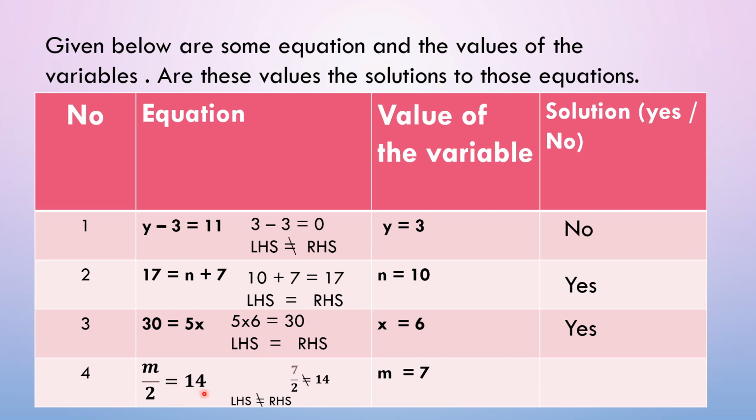Next one, m upon 2 is equal to 40. Now what m value is given? 7. Okay. So in the place of m, you have to put 7 here. So 7 upon 2, which is not equal to 14. So LHS is not equal to RHS. So m is equal to 7 is not a right solution. So no.